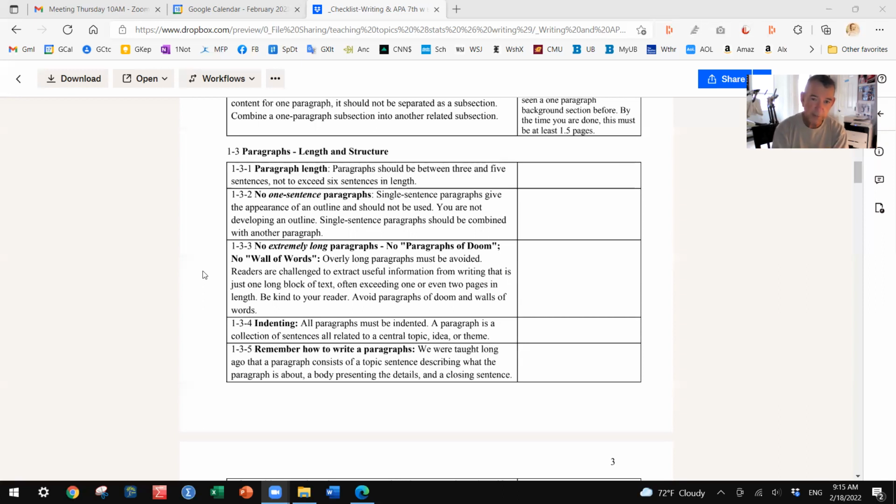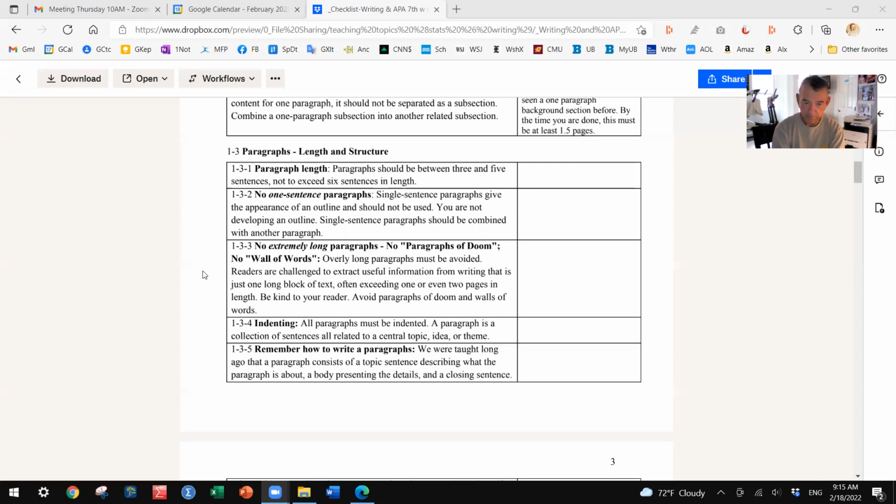In terms of paragraph length, you should never have more than 6 sentences in a paragraph. If you've got 20 sentences without a break, you have a problem. So paragraph length has to be managed. No one-sentence paragraphs either. Not too short, not too long. A one-sentence paragraph starts to look like an outline. We just don't do them. You're not writing an outline.